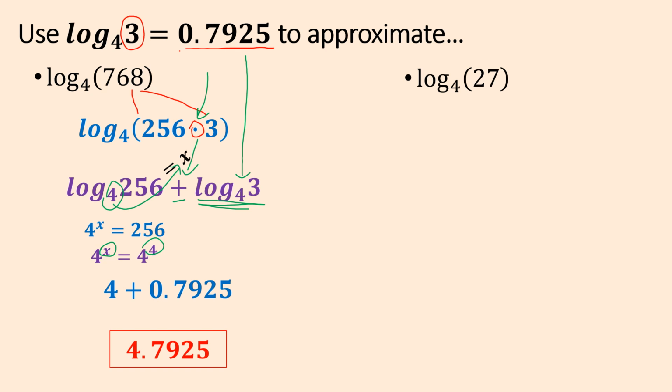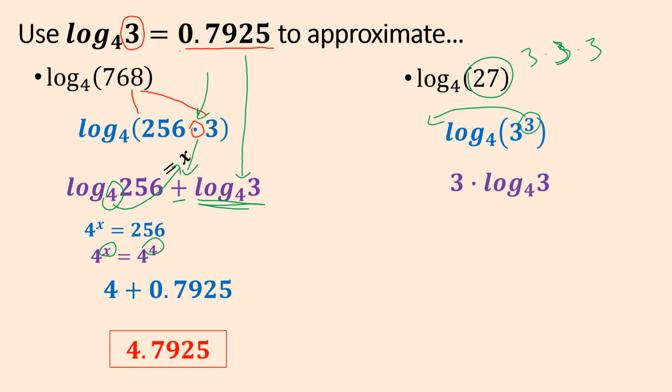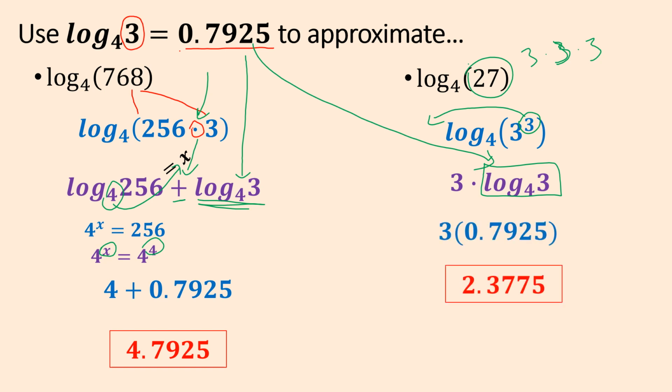This next one, log base 4 of 27. 27 I can rewrite as 3 times 3 times 3, or 3 cubed. We have an exponent up here. We can move it out to the front. Make this 3 times log base 4 of 3. And again, we know what this equals. It's 0.7925. 3 times 0.7925 gives us our answer, 2.3775.